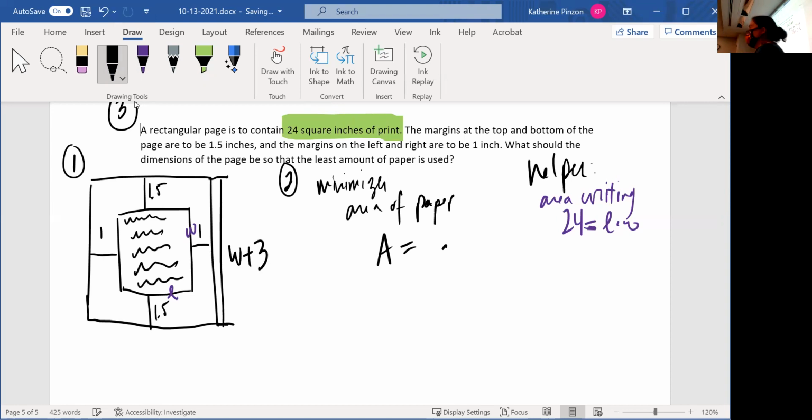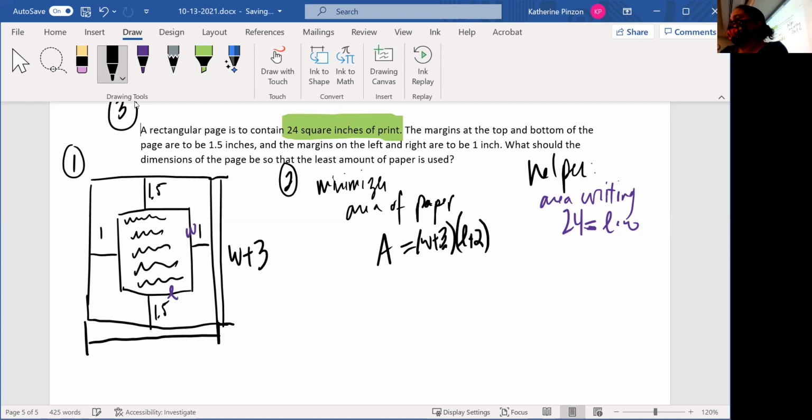W plus 3. You did the W, how much writing there was, plus the 1.5 on top and the 1.5 on bottom, right? It's kind of like your rectangle make a box problem. So this is going to be W plus 3 times, how big is this distance here? If this writing part is L, then I get 1 inch on the left and 1 inch on the right. So the total is L plus 2.